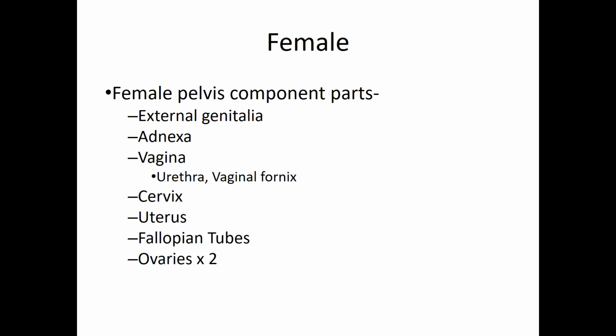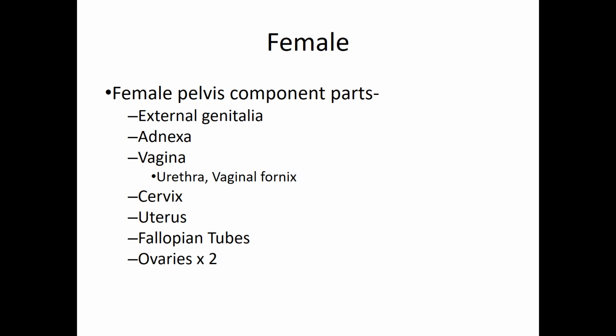Then we have the vaginal canal. So there's a urethra, what we call vaginal fornix. And we'll talk about that next quarter when we scan. When we look at those along the cervix, that becomes a landmark for proving that we are at the cervical portion of the uterus versus being lower uterine segment, body, cornua, fundus, that sort of thing. Cervix, of course, uterus, fallopian tubes, 2 of them, and then ovaries times 2.